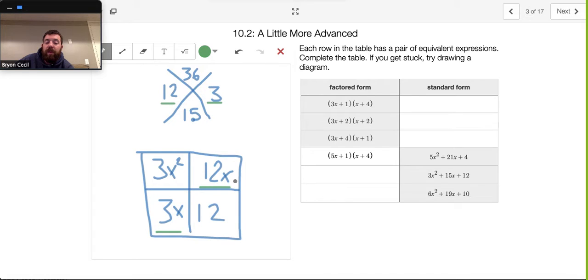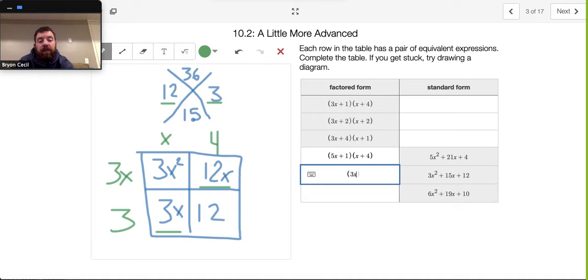So 3x squared and 12x, those have a 3x in common. What does 3x and 12 have in common? 3. Now we see what multiplied to get those. So what times 3x gives me 3x squared? X. And what times 3x gives me 12x? 4. So let's see, does that also give me this one? 3 times x is 3x. 3 times 4 is 12. We're good. Okay, so I'm going to have 3x plus 3 and x plus 4.